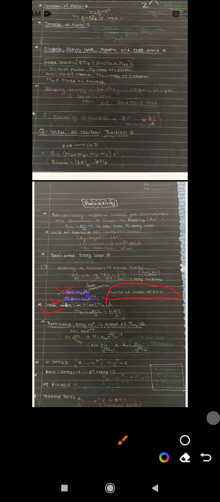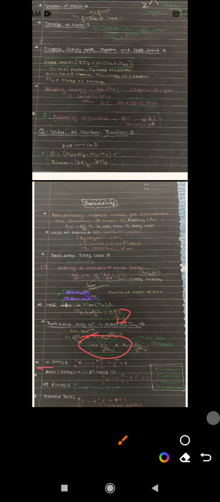Next is the half-life. T half is equal to ln 2 by lambda, where lambda is decay constant, and we all know that value of ln 2 is 0.693, so T half is 0.693 by lambda. Okay, next is radioactive decay equation in terms of T half. So here we put value of lambda from here. Okay, so after putting the value, we will get N is equal to N naught upon 2 to the power t upon T half.